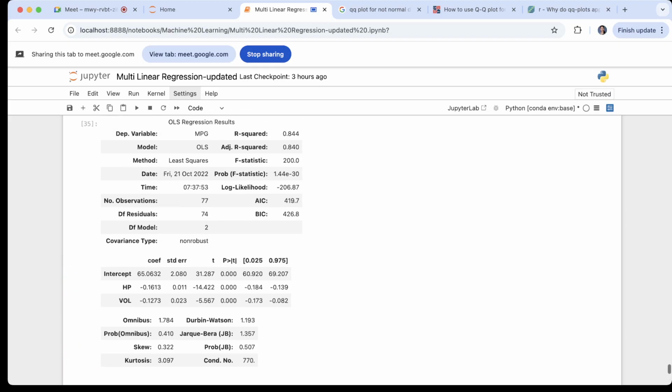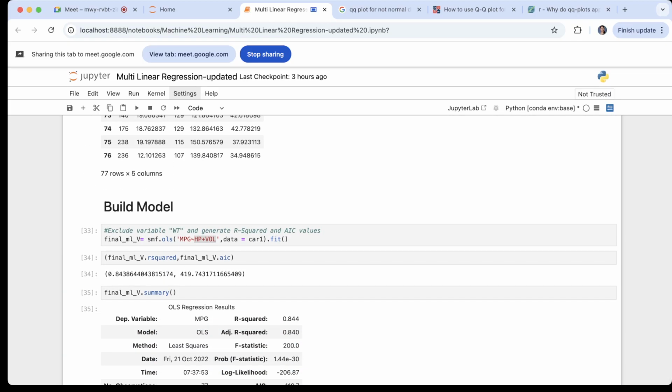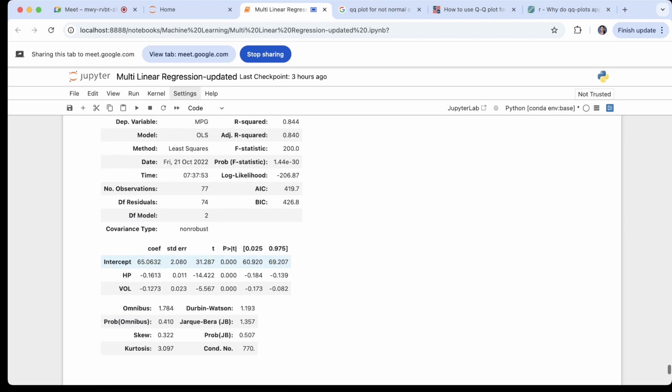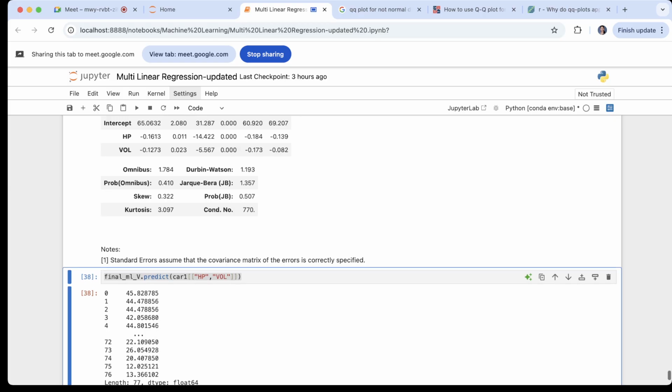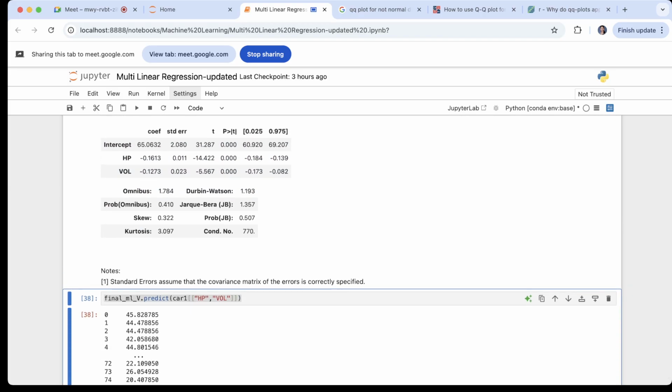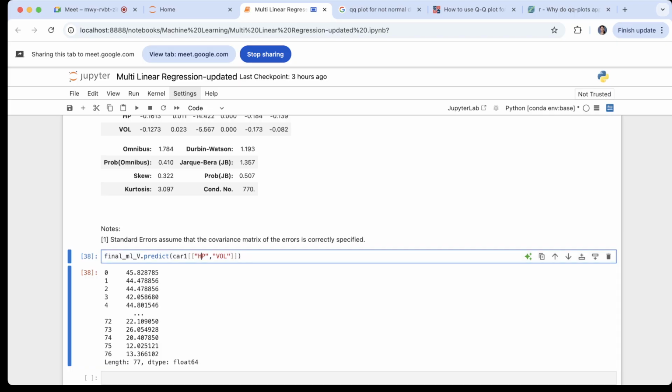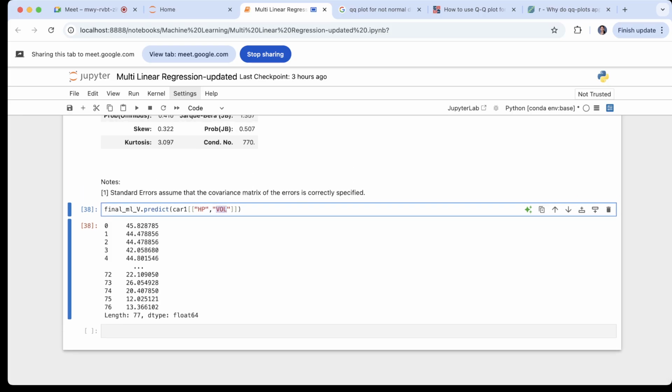Okay. Is this clear? Any doubt in this notebook? Anything? Any part in theory you did not understand? The predicted values, okay. Predicted values are just for the mileage, because we are using HP and volume in order to predict the mileage.